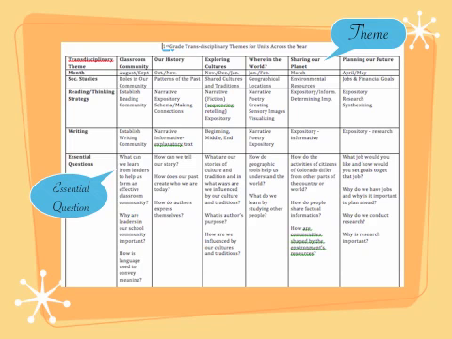As you can see, the transdisciplinary themes for each unit are classroom community, our history, exploring cultures, where in the world, sharing our planet, and planning our future. We roughly outlined a timeline for each unit and suggested the focus for reading and writing. An example of an essential question that ties the unit together from Unit 1 is, what can we learn from leaders to help us form an effective classroom community? This document is located on the Curriculum and Instruction Wiki along with the first grade unit maps.